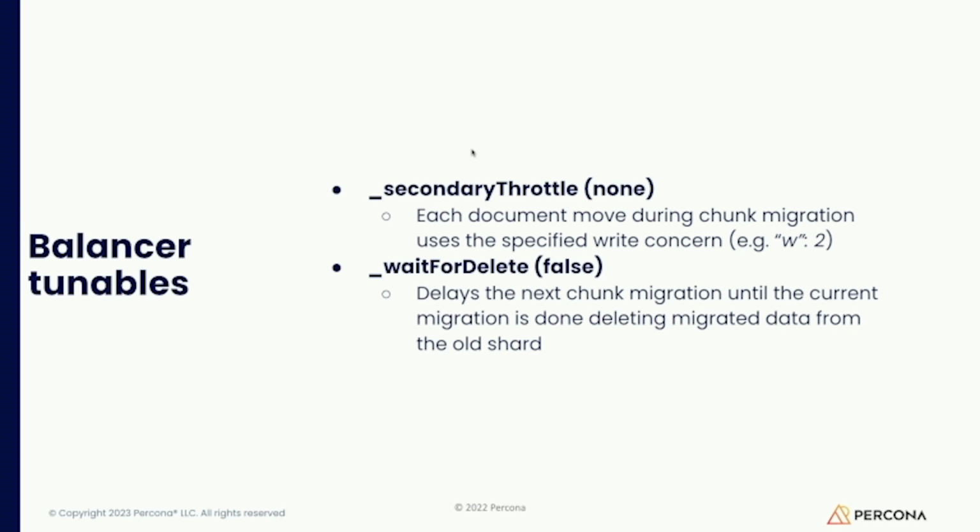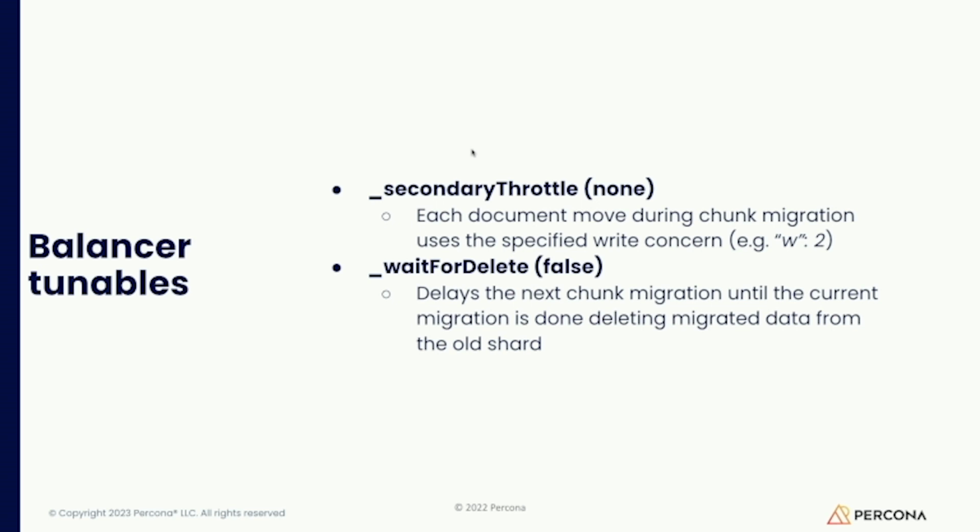There are a couple of things we can do with the balancer to modify its behavior. Specifically, there's two tunables. One is called secondary throttle, and basically this controls how each document moves. When the balancer copies a document over, by default, it doesn't wait for any confirmation, but you can change this so that at least, for example, 2 of the replica set members acknowledge this move before the OK is returned. So this effectively slows down balancing a little bit. It might be helpful if you want to make the balancer do a bit less work, let's say.